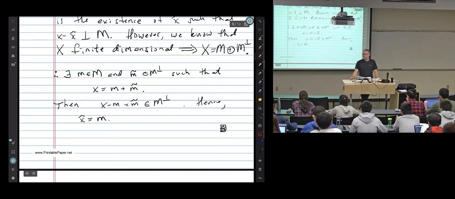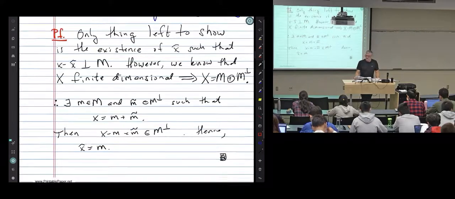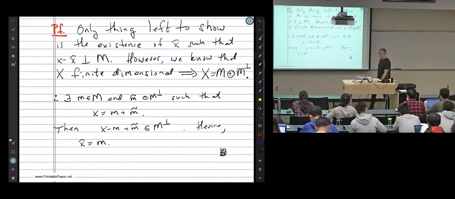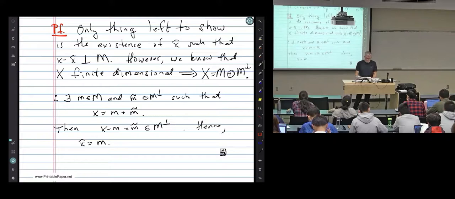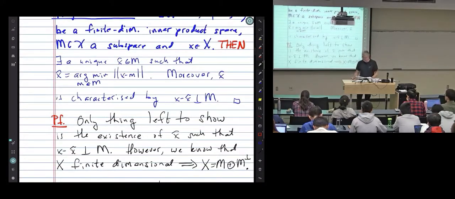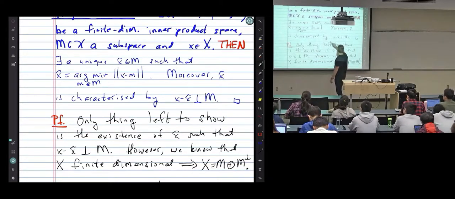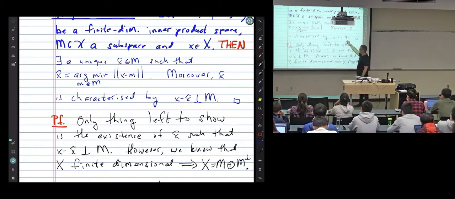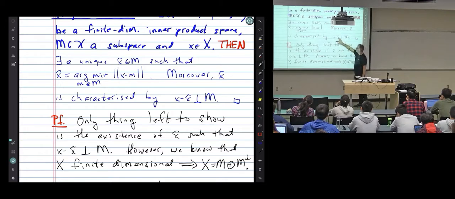So existence is actually super easy in finite dimensional spaces. Much harder in the infinite dimensional case. Okay, so just quick review once again. The only thing we had to show is that we could find an x hat such that x minus x hat is in M perp. X equals M plus M perp, so I just write x as something in M and something in M perp. Then I'm done because x minus the thing in M is in M perp, and hence that thing is the solution. Bingo.